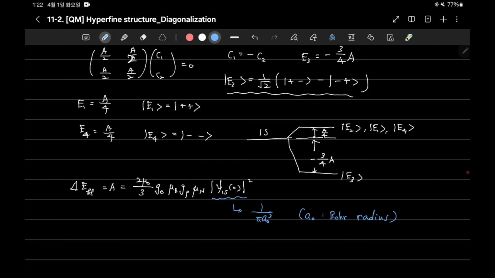So the hyperfine interaction energy can be calculated like that. It is about 5.88 times 10 to the minus 6 electron volt. So there is a very fine energy splitting between the E3 state and the other three states. This energy state can be split, and we call this line and this line splitting, which is coming from the hyperfine interactions.